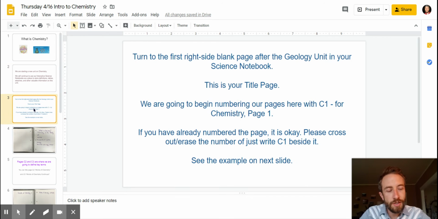Once you have your science notebook in front of you, turn to the first blank pages you have after the geology unit, and we're going to create a title page. You can title it, What is Chemistry? And you're going to number it C1 in the bottom right corner. That stands for Chemistry, page 1. If you've already numbered this page as page 100 and something, that's okay. Just either cross out the number you've written or write the number C1 beside it.